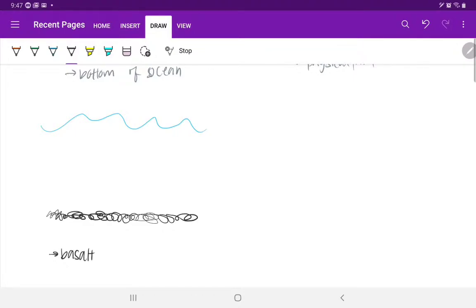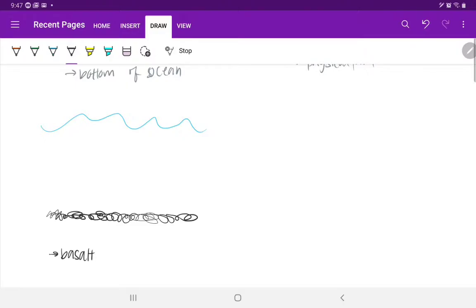Basalt is an igneous rock that forms on the ocean when it erupts from various cracks in the oceanic crust. This hot basaltic magma will come up through those cracks, and as it cools down in the water, it will form more oceanic basaltic crust.